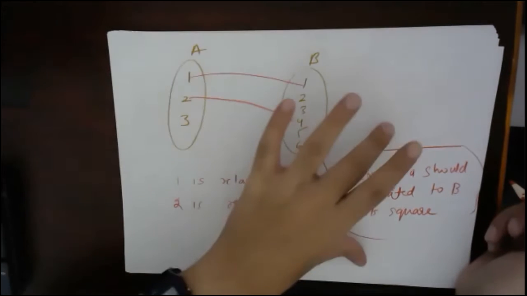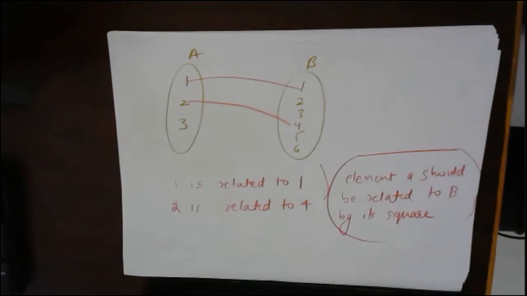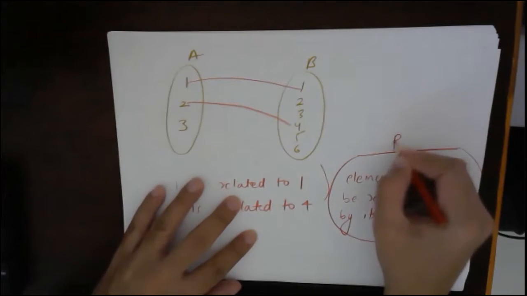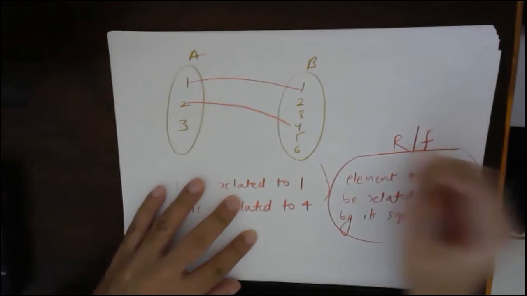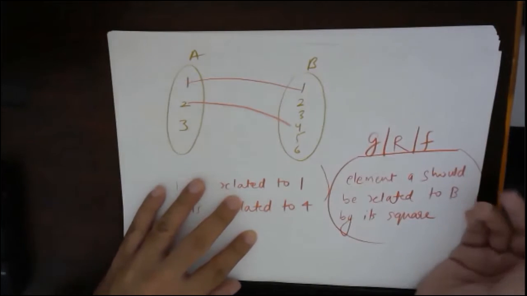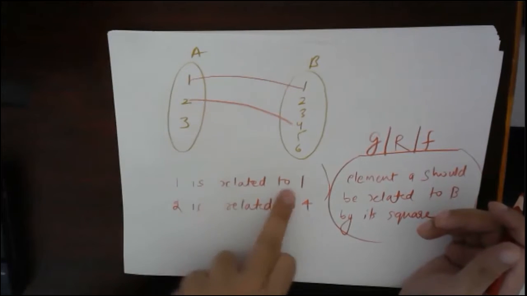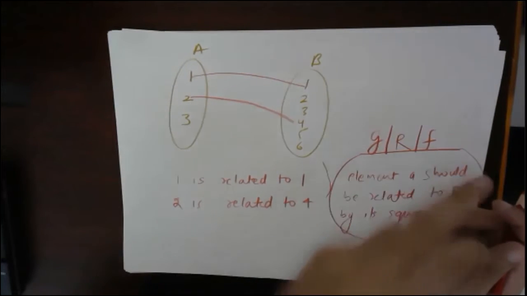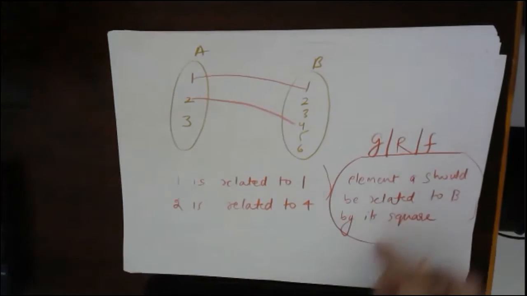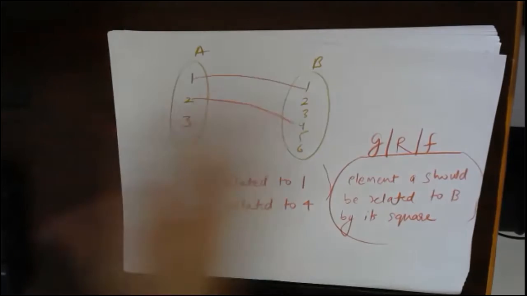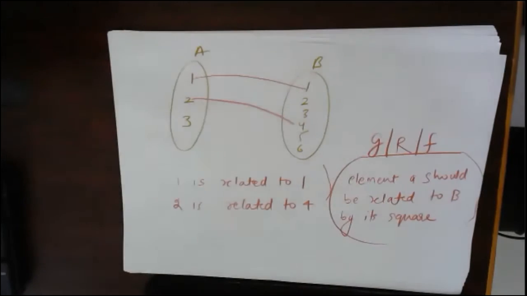Now this is a special kind of relation, a pre-described relation. I will give this a name. Let's say this is relation R or relation F or relation G, anything you want. I am giving a name to this relation, so 1 is related to 1 by the relation G, F or R, whatever it is, so that I don't have to write this again and again. Everybody understood how 1 is related to 1, 2 is related to 4.